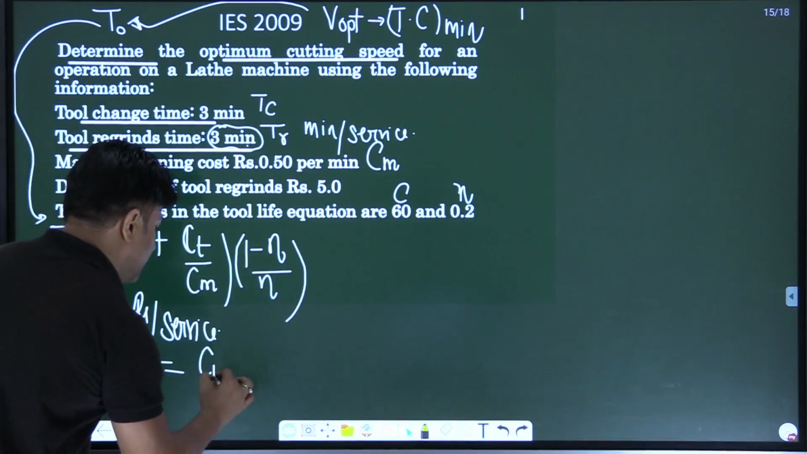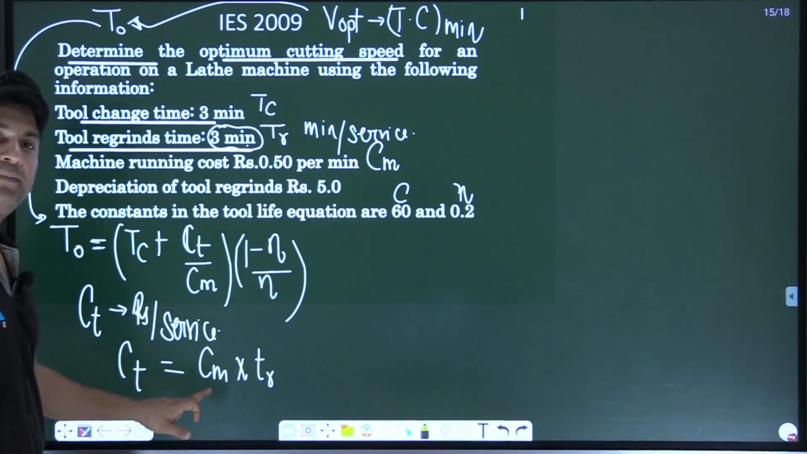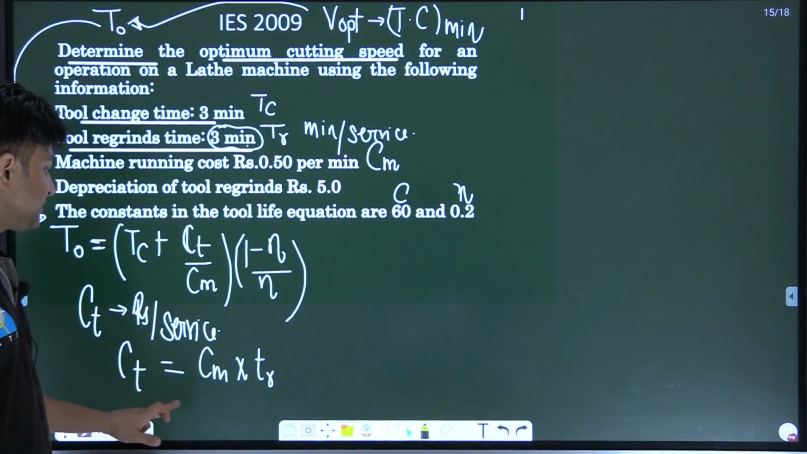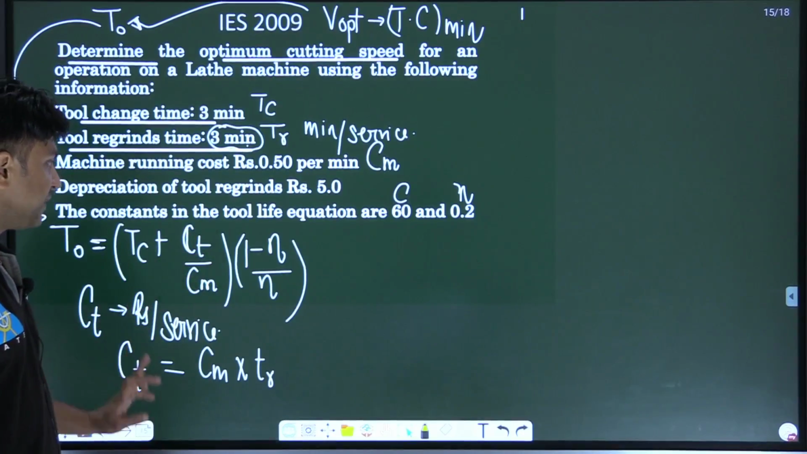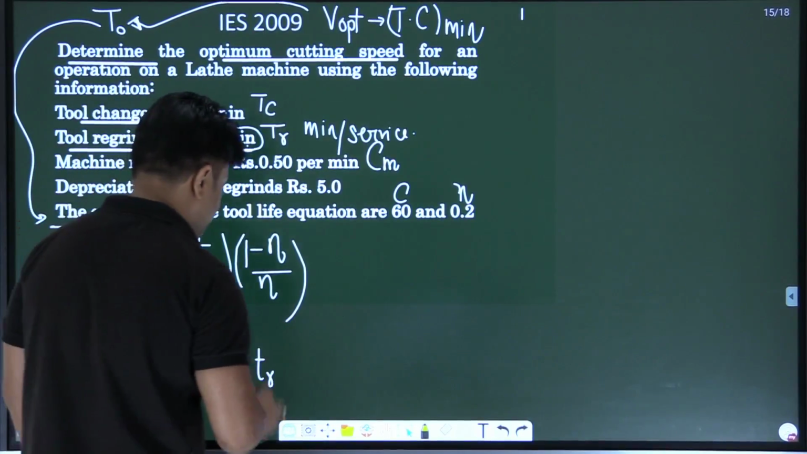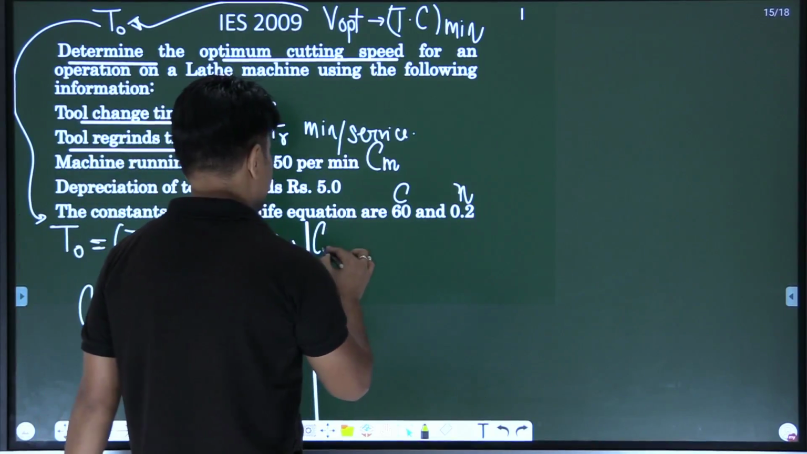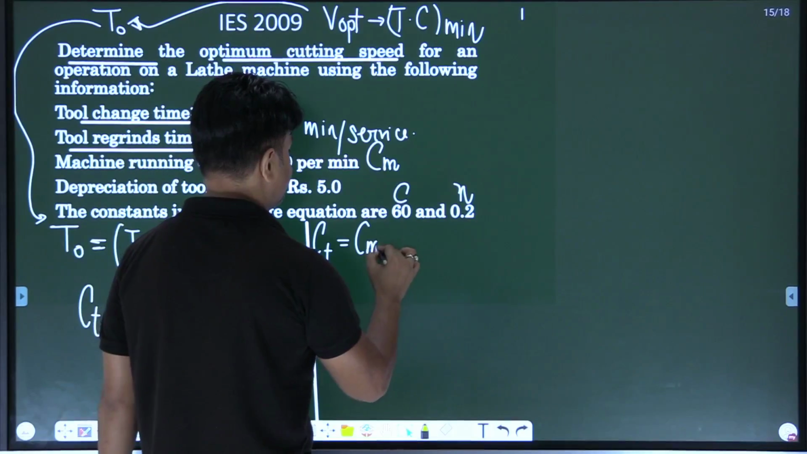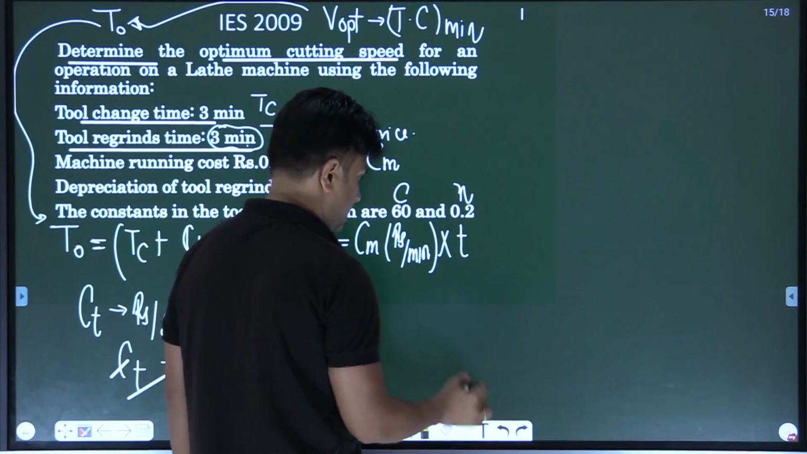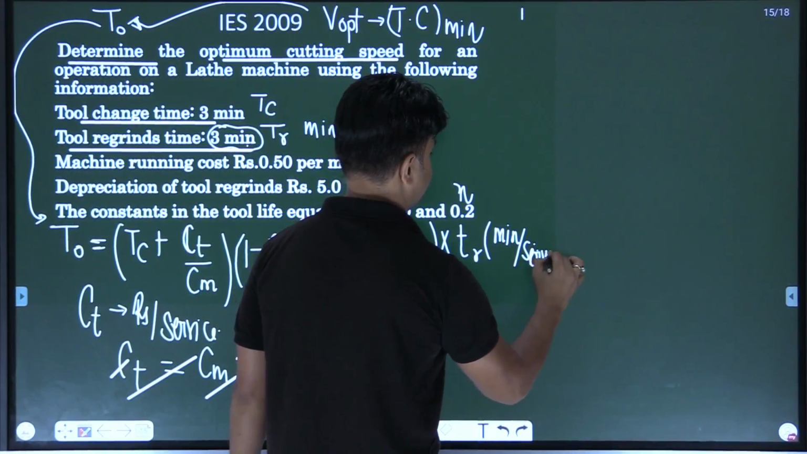So here the tooling cost was CM into TR. I am doing a regrinding operation, that is a machining operation, for that much time. Here the CM unit is rupees per minute, and TR is minutes per service, right? I am writing again. Look here, tooling cost is CM, that is rupees per minute, into your regrinding time, that is minutes per service, right?